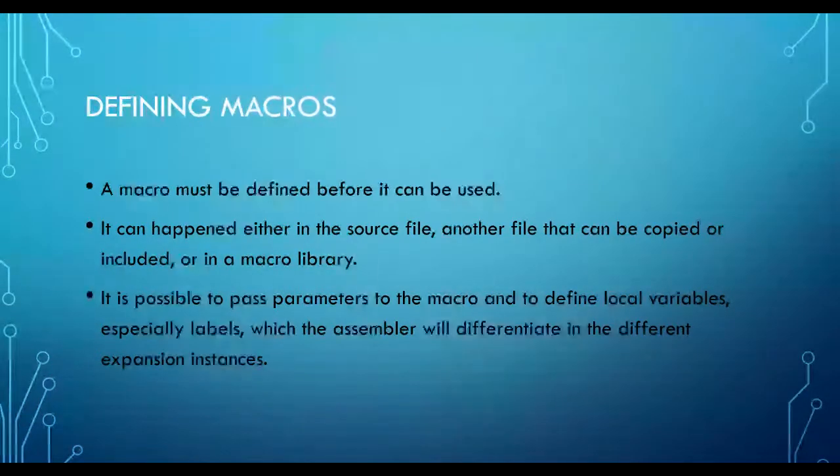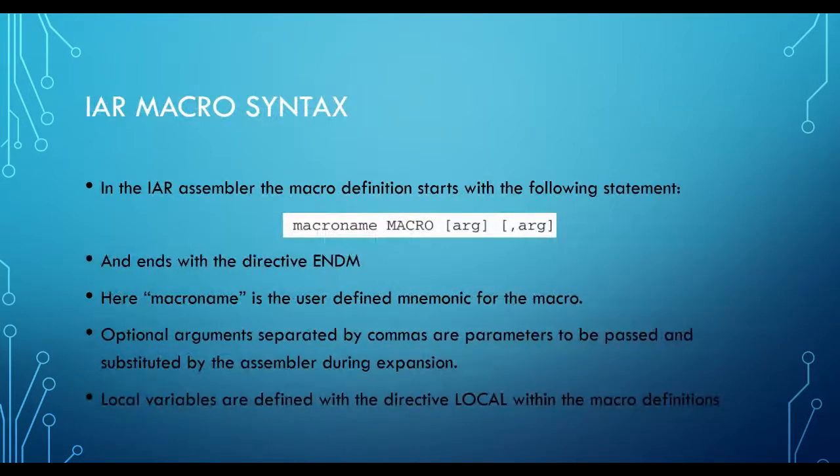It's possible to pass parameters to macros and to define local variables, especially labels, which the assembler will differentiate in the different expansion instances. So you can pass local variables. For example, with respect to the delay function, you can pass how much time to delay, and so on.